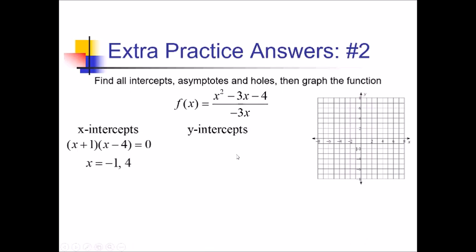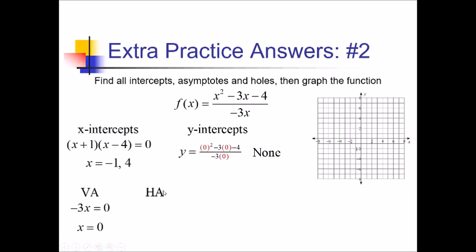Next up, the y-intercepts. If I plug 0 into the original function, let's see what happens. I end up with negative 4 over 0, which is just undefined. So there are no y-intercepts. For vertical asymptotes, those are things that zero out the denominator. If I set negative 3x equal to 0 and solve, I get x equals 0. So that's my vertical asymptote. There's no holes here because no common factors canceled out.